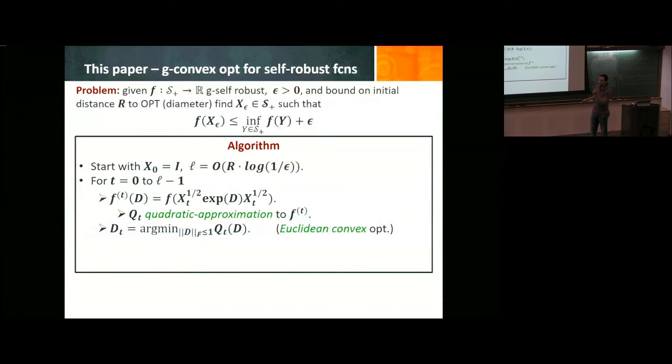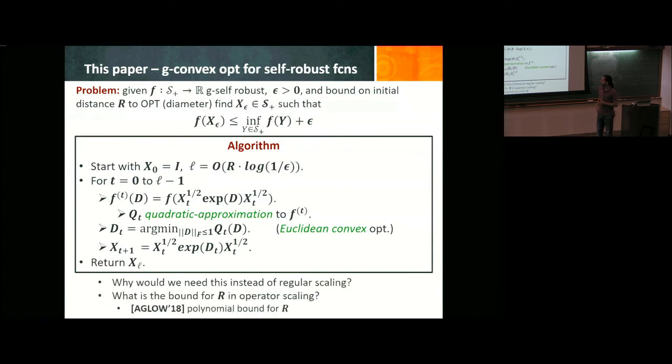But remember, I'm only taking steps of size 1, because my function is locally like a quadratic function, right? It's not global, it's not like self-concordant. So, okay, and I keep updating. This is the usual second order method, okay? Now, why would we need this instead of the regular scaling? Again, it's because we need exponential precision, right?